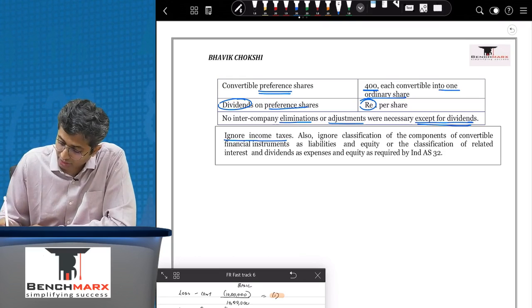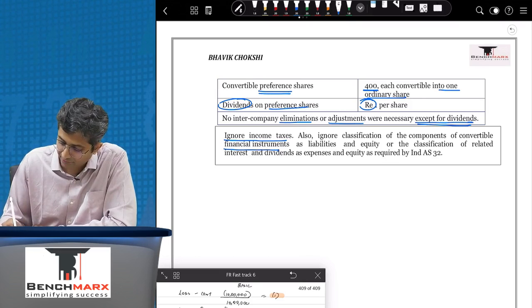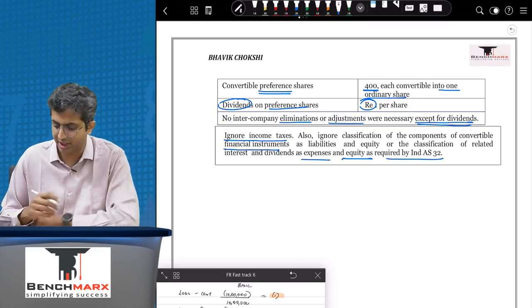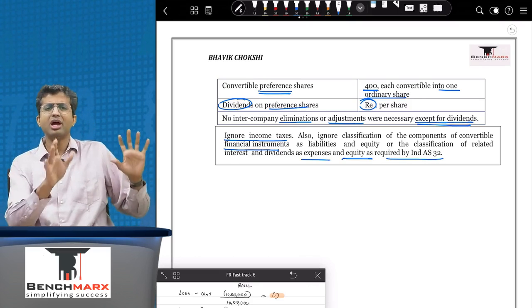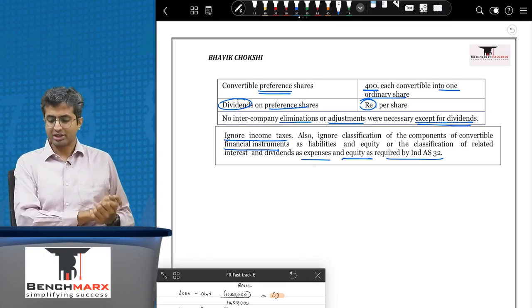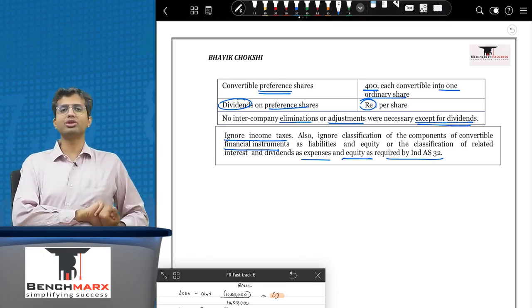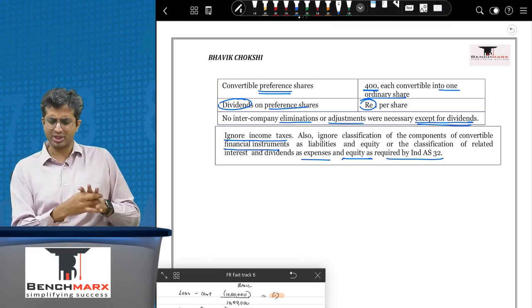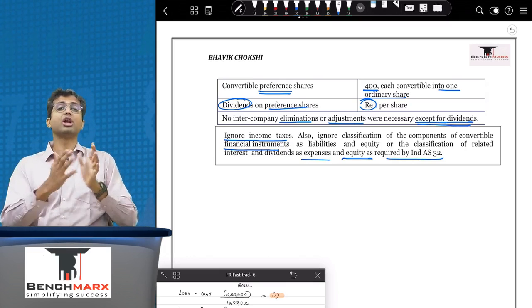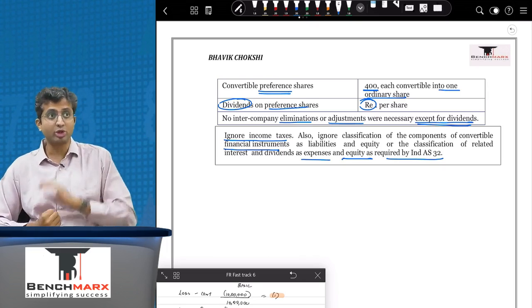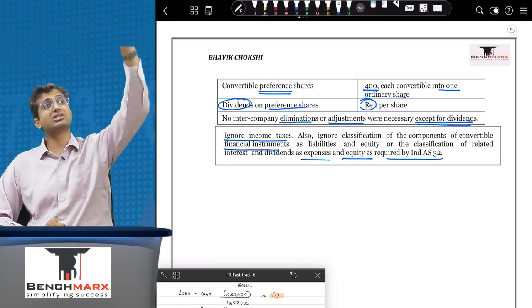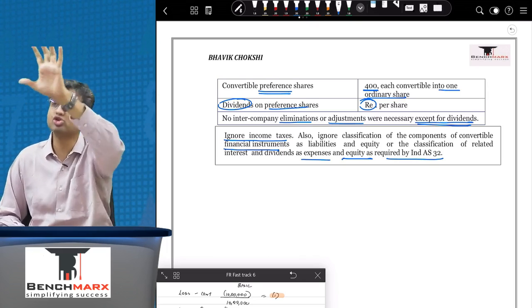Also ignore the classification of components of convertible financial instruments as liabilities and equity, or the classification of related interest as expenses or equity as required by IND AS 32, which effectively means that you are supposed to ignore the application of IND AS 32, that is financial instruments, and solve as if you were solving a standard accounting standard question where you don't split the convertible preference shares between liability and equity. You don't think that the preference share is classified as a liability. You don't think that preference share should be an equity.